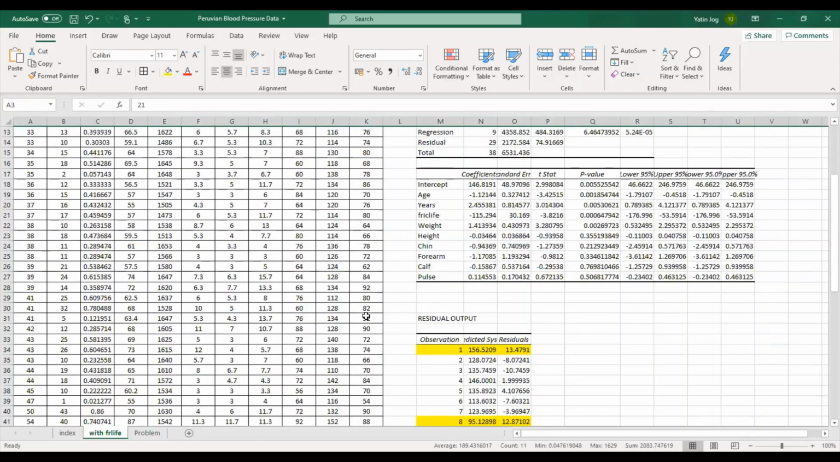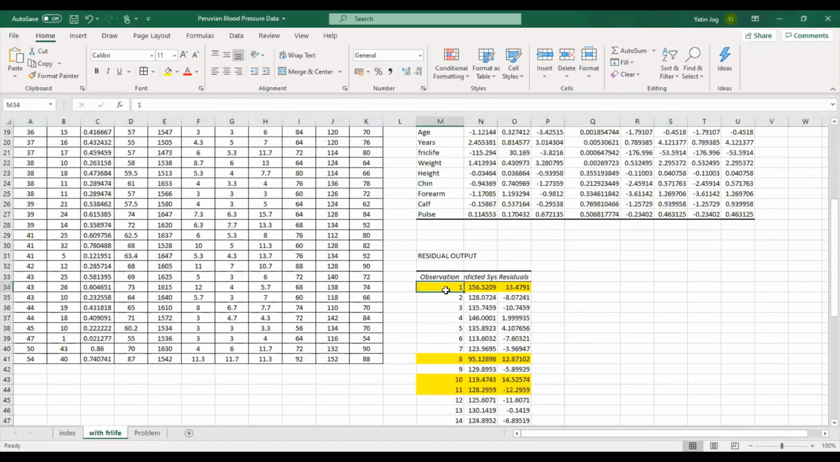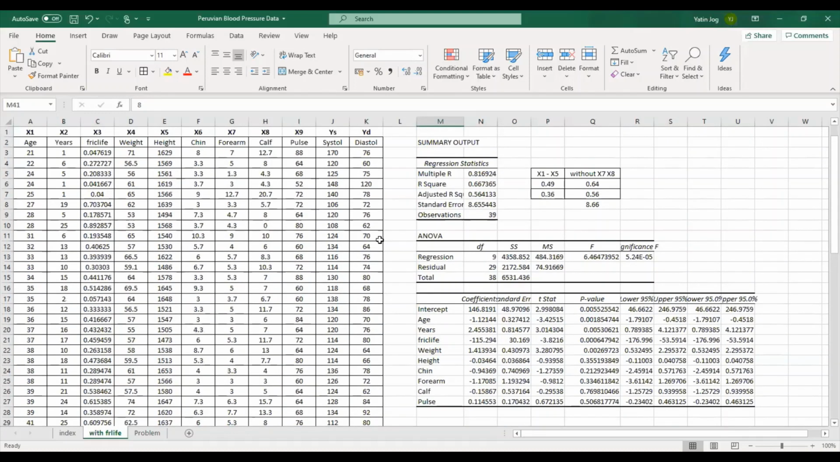Now we are going to exclude 4 rows. Observation number 1, that is row number 1, and row number 8, that is observation number 8, 10 and 11. So now you exclude these 4 observations from this table and rerun the regression, and now tell me the R square and adjusted R square value and standard error value.